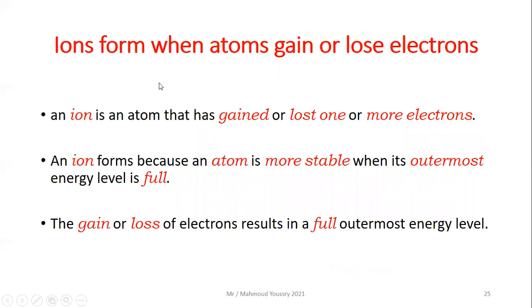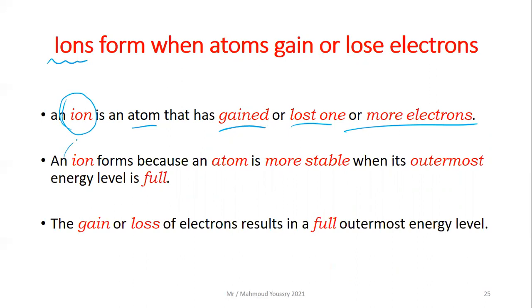Then let's move to another part, which is ions. Ions form when atoms gain or lose electrons. So what is an ion exactly? An ion is an atom that has gained or lost one or more electrons. So what makes the atom lose or gain one or more electrons? Let's see.